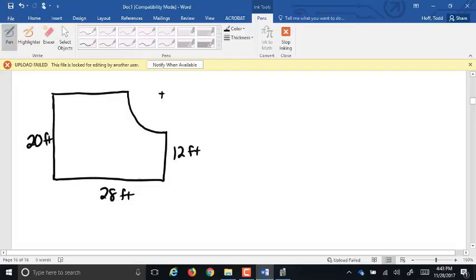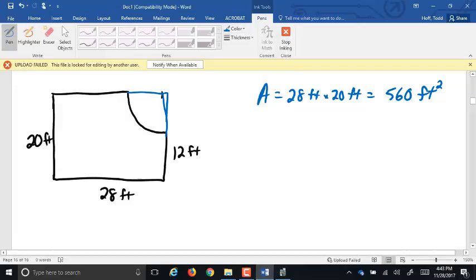Here's an example of one where the only thing we can do is to fill in the missing piece, find the whole area, and subtract out that piece that's missing. So the whole area here is 28 feet by 20 feet. 28 times 20 is 560. Feet times feet is square feet. And then I have to subtract out this quarter circle.